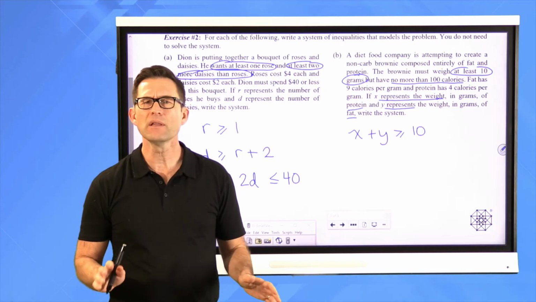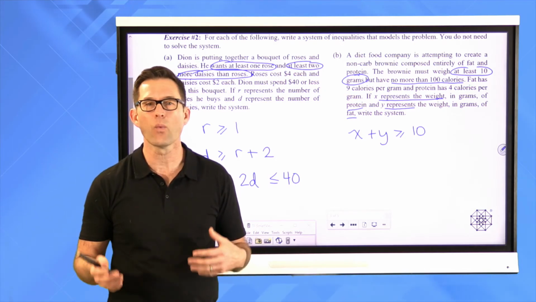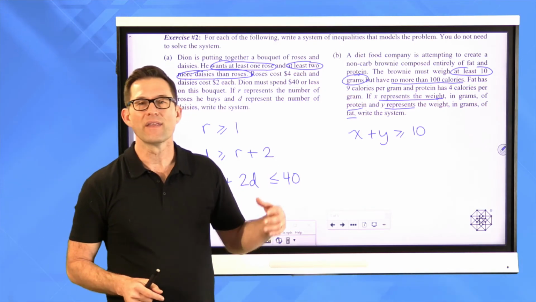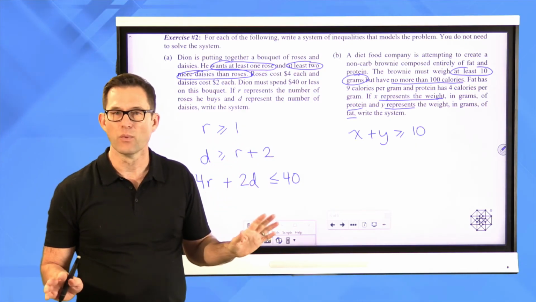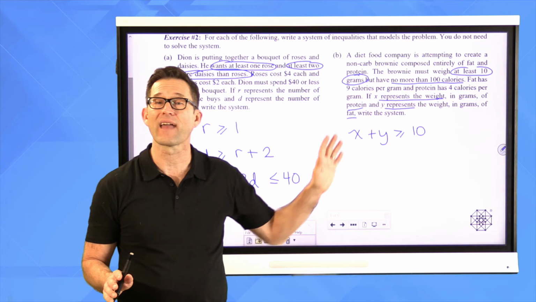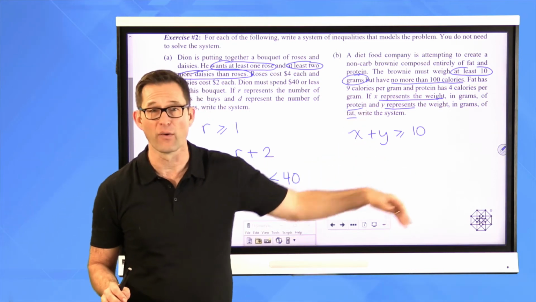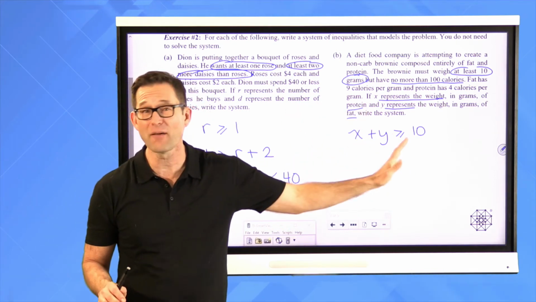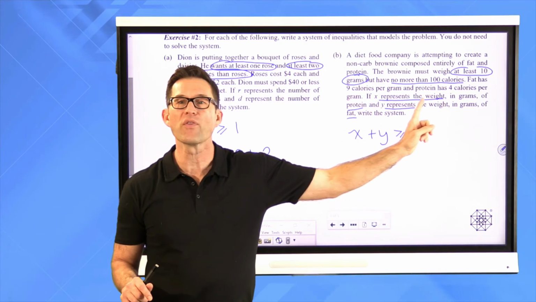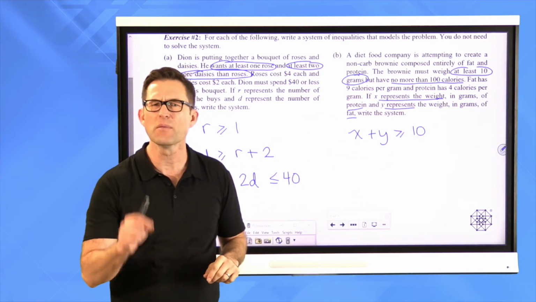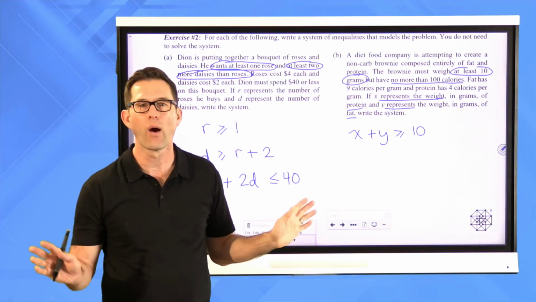Now we have to be a little bit careful here because the X and the Y aren't like R and D for Rose and Daisy, right? We gotta pay attention to which one's which. So now we gotta deal with the calorie one, right? This is a diet brownie. I don't know what the point of a diet brownie would be, but it's a diet brownie. So it can have no more than 100 calories, right? So that's going to be less than or equal to 100, however it works.